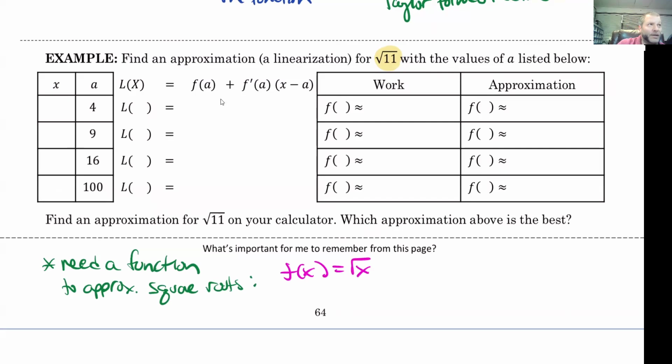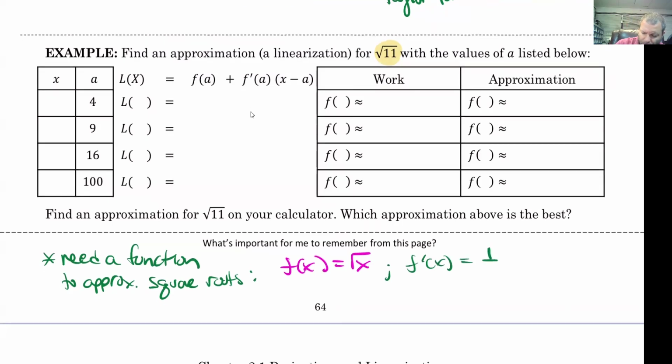So the other thing that I'm going to need in my linearization formula in Taylor's form is the derivative. Well, we've done the square root of x quite a few times by now. You can derive it if you want. If you need to pause the video and do that, by all means. But the derivative is going to be 1 over 2 square root of x.